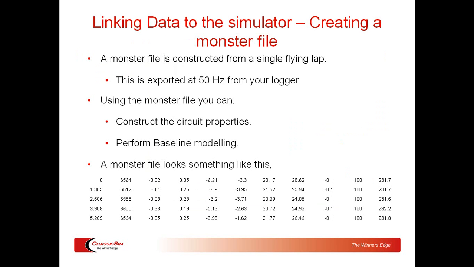Now, let's talk about what you're going to get access to using ChassisSim Professional Online. First things first, we're going to teach you how to create monster files. The monster file is that link between your data and the simulator, and it's a very, very powerful tool for allowing you to model your race car as well as construct your circuit models. Now, what a monster file is, it's simply taken from an ASCII export of data, and what it looks like is it's basically an ASCII tab or space delimited file that has a number of these columns. Now, when you get into ChassisSim Professional Online, we're going to outline what those various components look like.